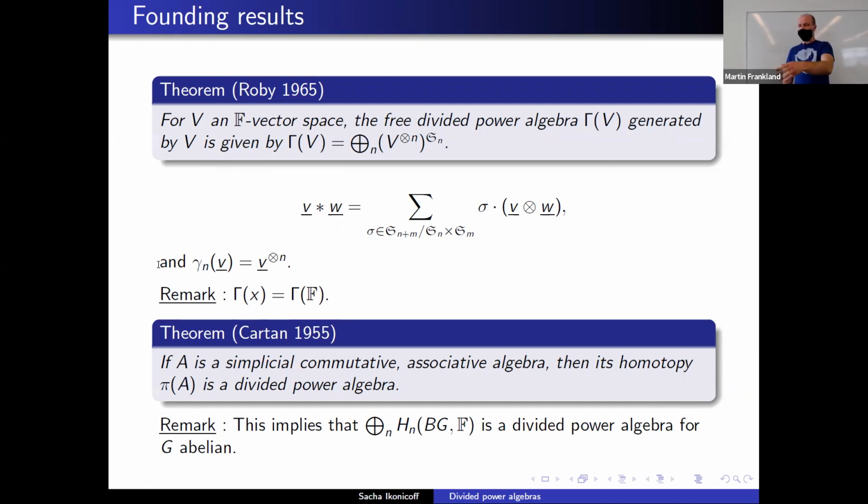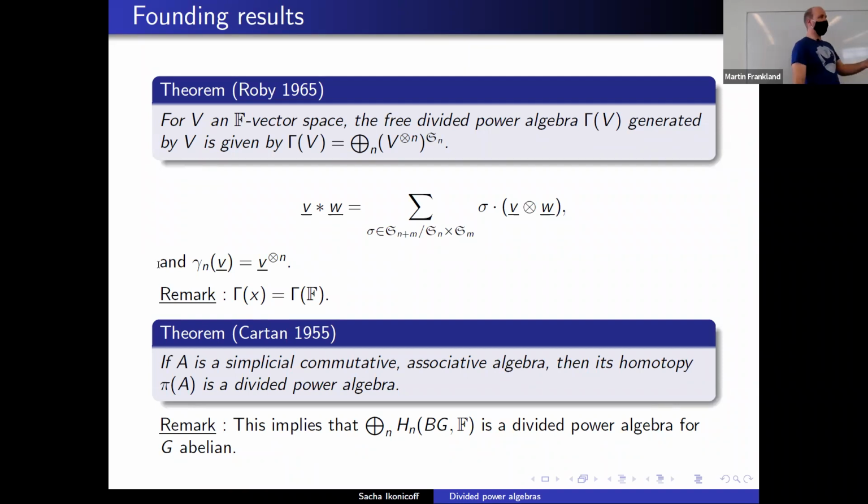So if I take the free divided power algebra generated by one element, I get exactly that gamma x that I was talking about earlier, these polynomials with the binomial coefficient. And you might be wondering why I even care about those algebras. And the original excuse was those Eilenberg-MacLane spaces. But more generally, Cartan has shown that if you start with a simplicial commutative associative algebra and look at its homotopy, using the shuffle map, you obtain a commutative associative algebra. It turns out that it always has divided powers. So that means that this appears in nature.